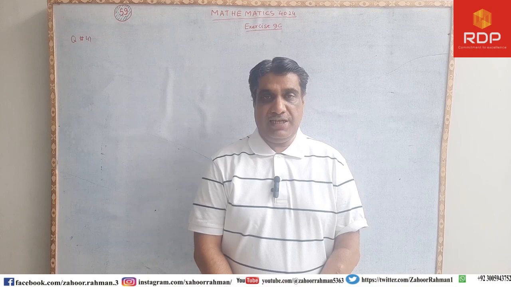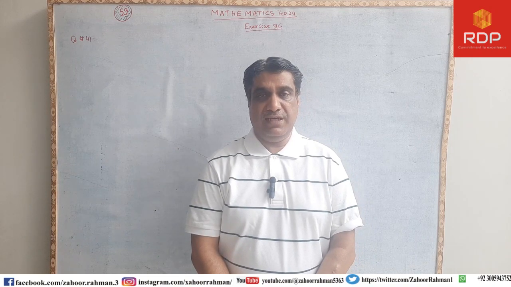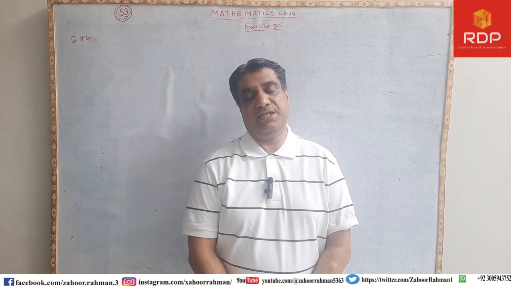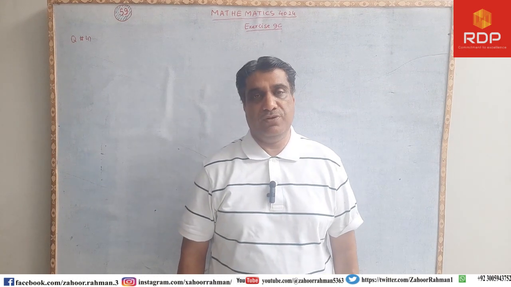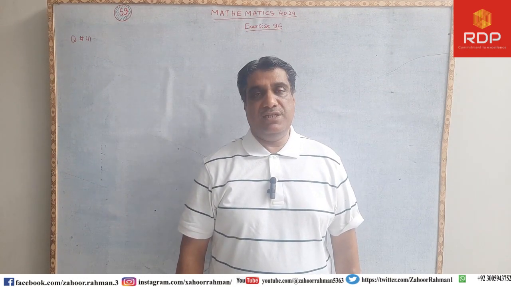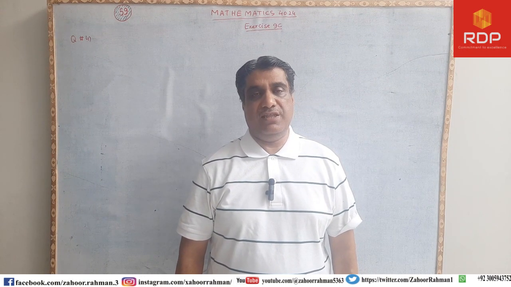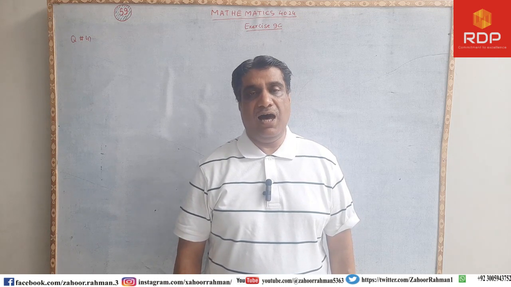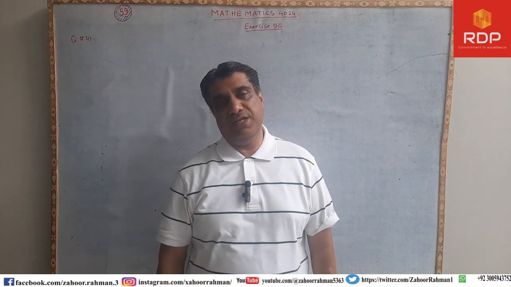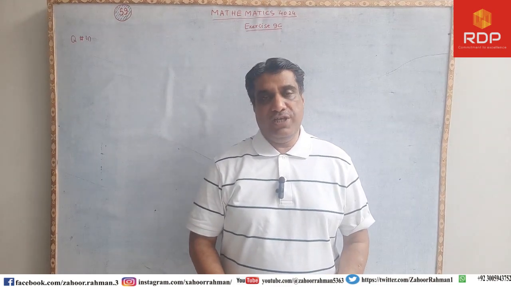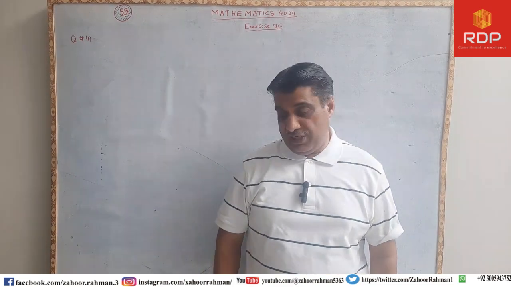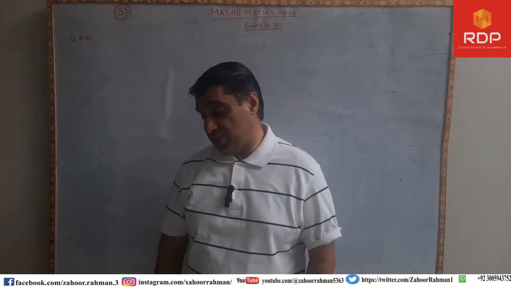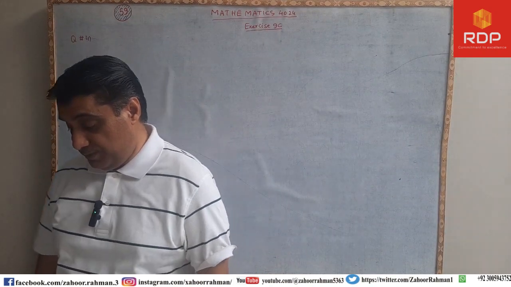This is lecture number 59 of Mathematics 4024. Yesterday we did 4 questions in the exercise 9C of book 1 of D series. Today we are going to do intermediate level questions. So let us start the fun.